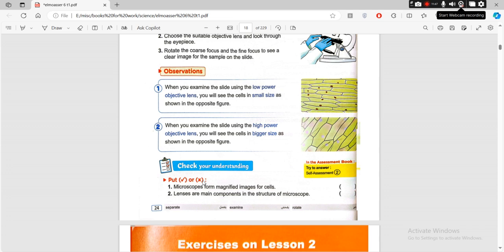So now, microscopes form magnified images for cells. Is that true or false? Well, that's true, of course. Magnified means enlarged, larger. Next, lenses are main components in the structure of the microscope. Are they the main components or one of the main components? So they are one of the main components, of course, not the main component. Good.